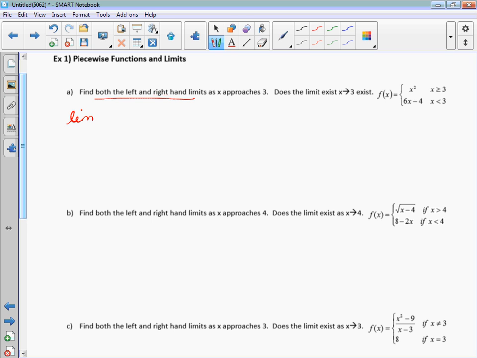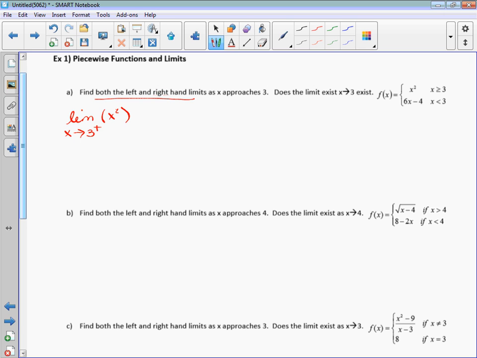So the limit as x approaches 3, let's go from the right first. I'm not going to write f of x. I'm going to pick which of these equations is actually from the right. The top. Does that make sense? Because you want x to be bigger than 3 to be from the right, so this is from the right. Are you guys okay with that?